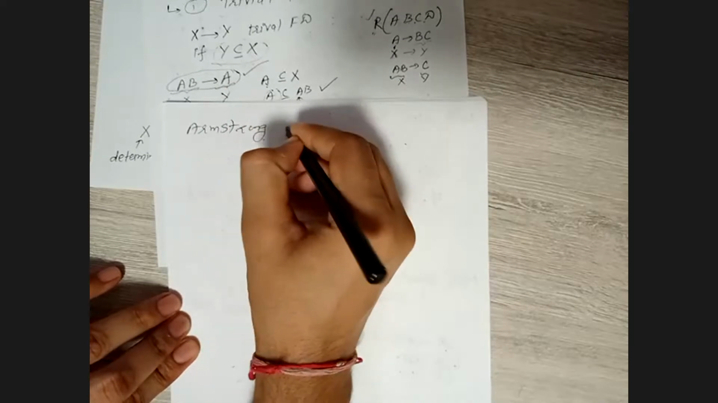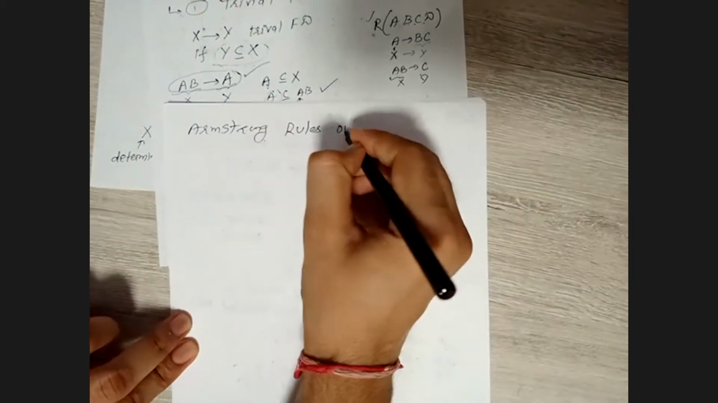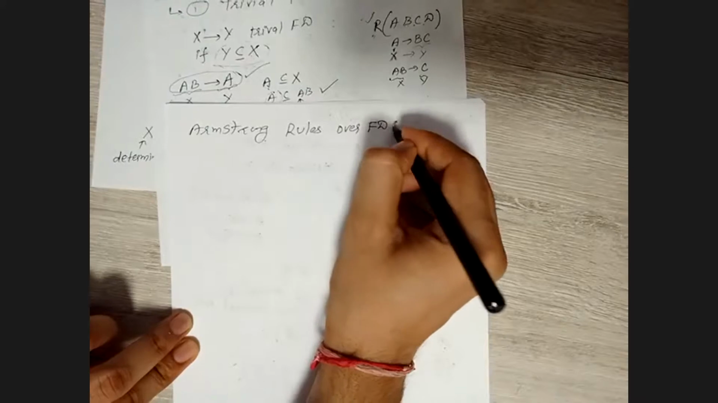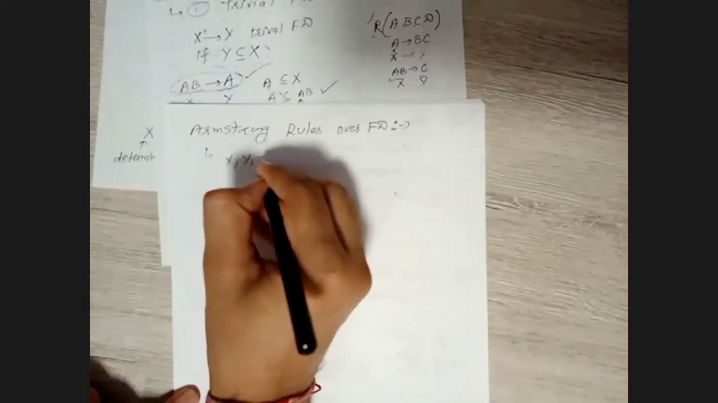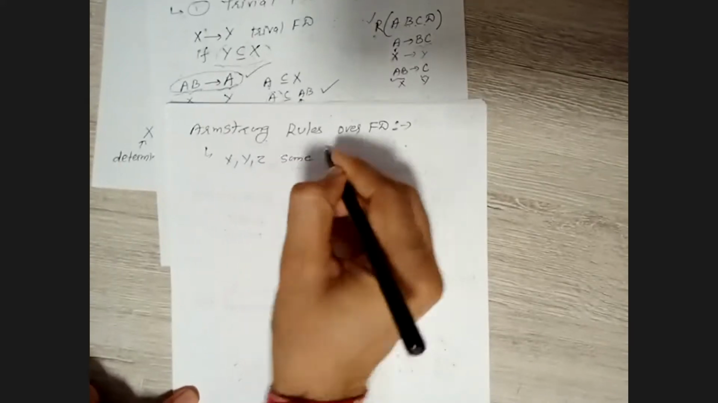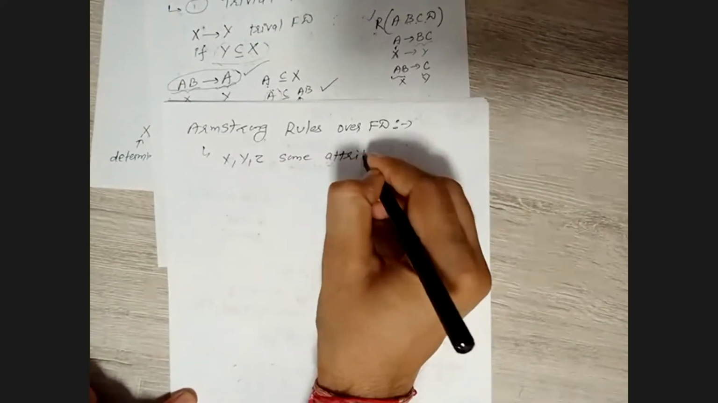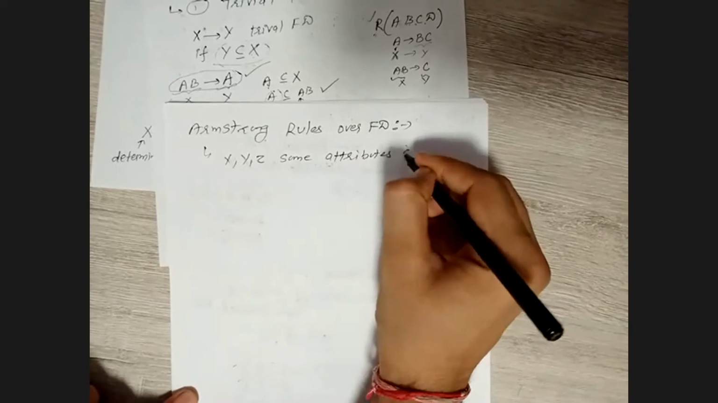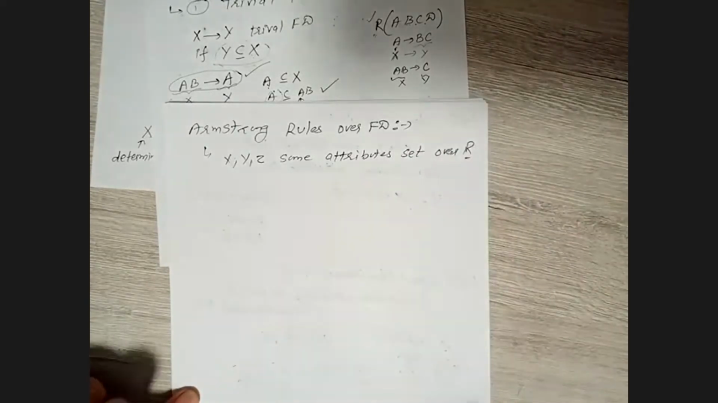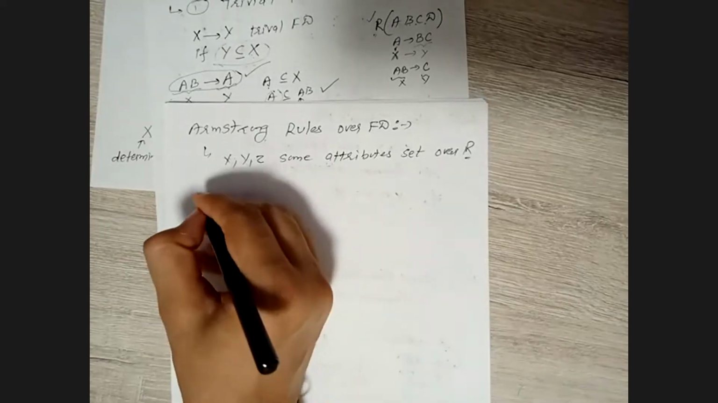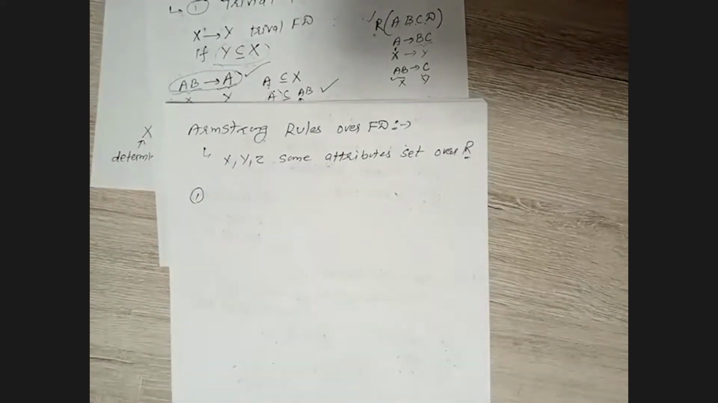What are these Armstrong rules over functional dependencies? I'm saying that X, Y, Z are some attribute sets over some relation, let's say R, for example. So the rules given by Armstrong are something like this.